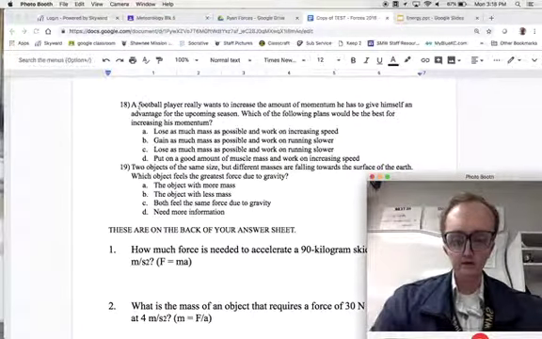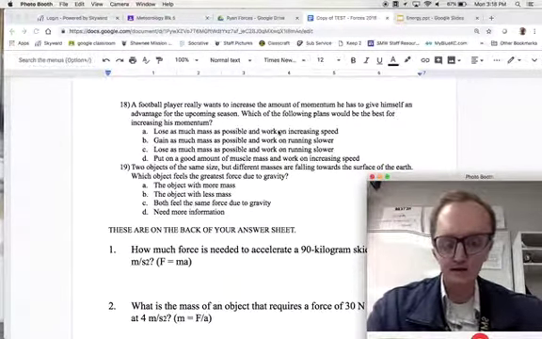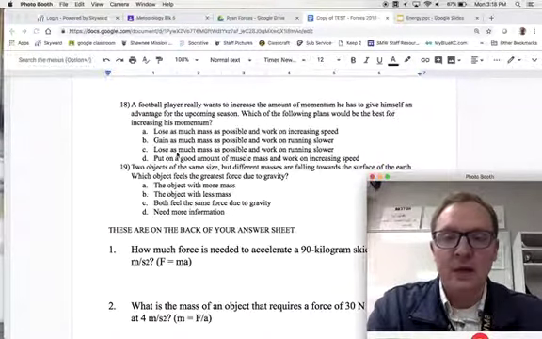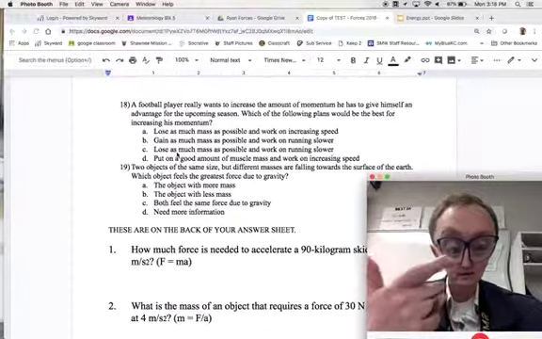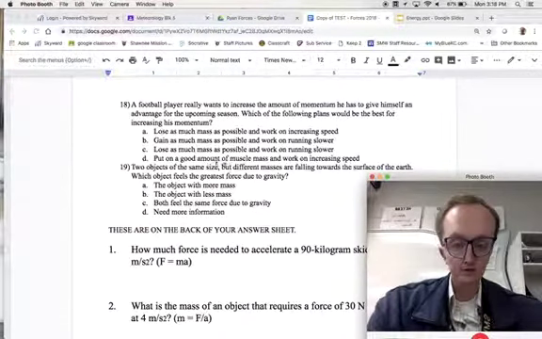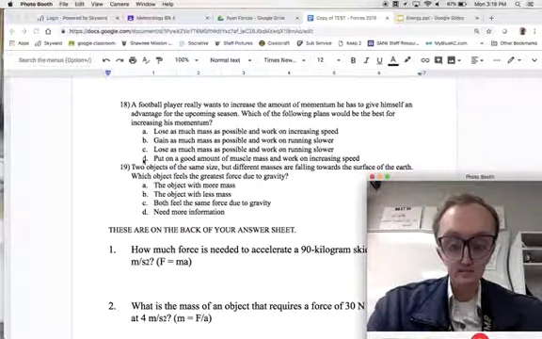Question 18. A football player really wants to increase the amount of momentum he has. So what do you do? In order to increase your momentum, you have to increase your mass and your velocity. So put on a good amount of muscle mass, that works, and increase your speed. 18, the best answer there is D.